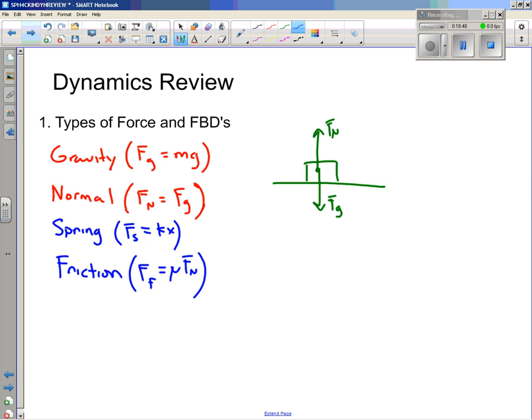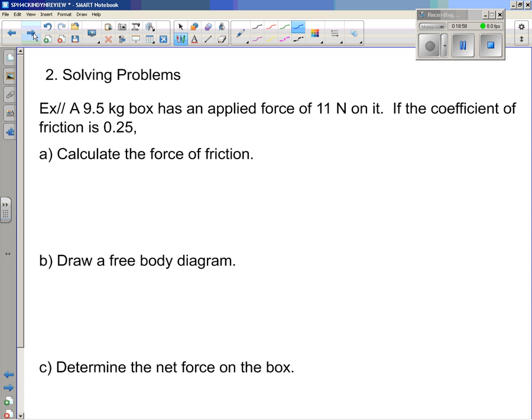That should cover us for most problems that we need to do in dynamics: gravity, normal force, spring forces, and friction. I mean, there's also applied forces you can call FA, but for the most part, that's what you use, okay? A 9.5 kilogram box, that's obviously a mass. We're going to solve some problems here. It has an applied force of 11 newtons on it. So somebody's pushing it or pulling it with 11 newtons. So I'm going to call that FA. If the coefficient of friction is 0.25, calculate the force of friction.